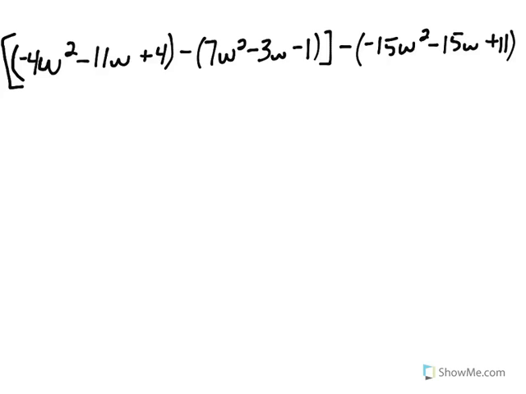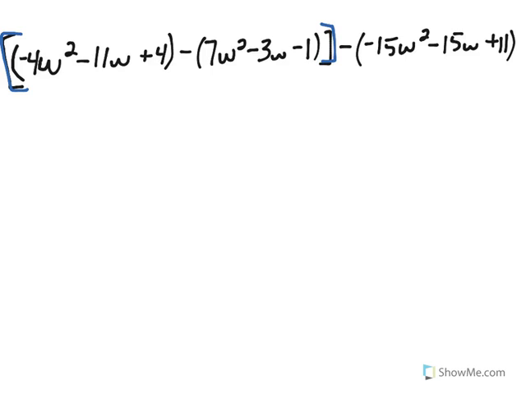In this problem, we're taking a look at subtracting polynomials, but we also have to apply the order of operations. So the first thing I'd like you to notice is that these brackets are grouping the subtraction inside those brackets first. So that's the first thing we have to do: subtract negative 4w squared minus 11w plus 4 by 7w squared minus 3w minus 1.